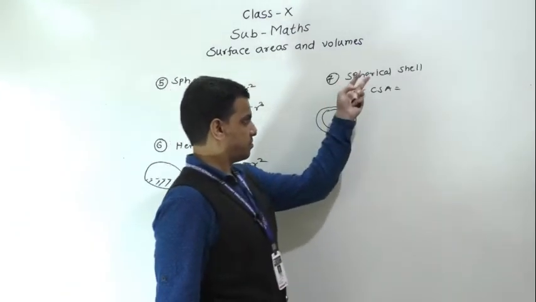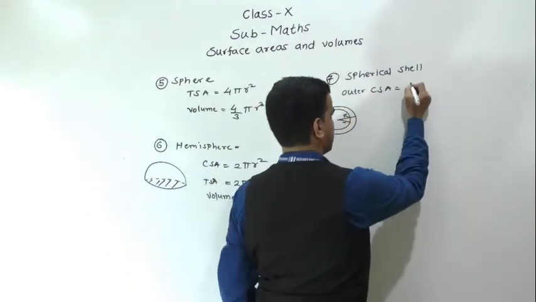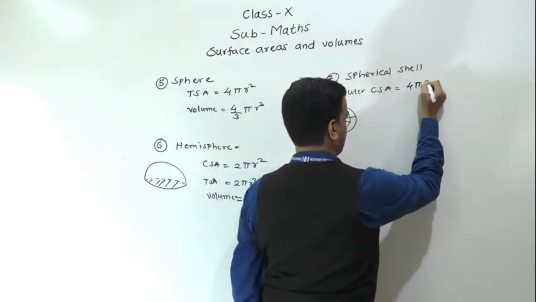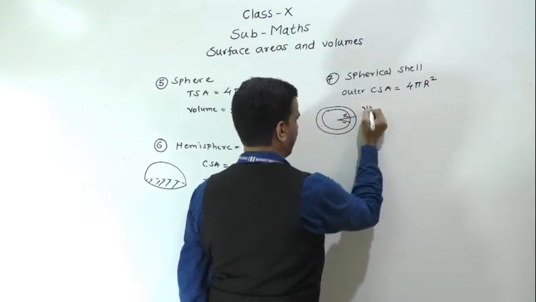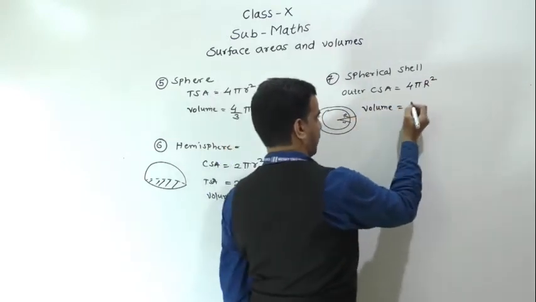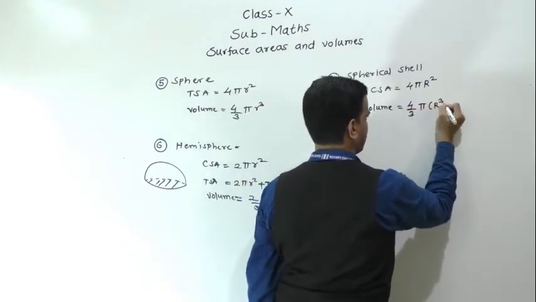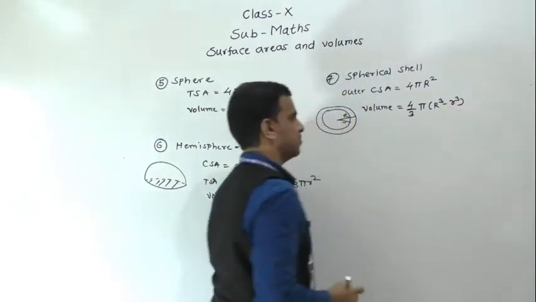Now we will take spherical shell. The outer CSA of spherical shell is 4 pi R square. It looks like this, and the volume is equal to 4 by 3 pi (R cube minus r cube).